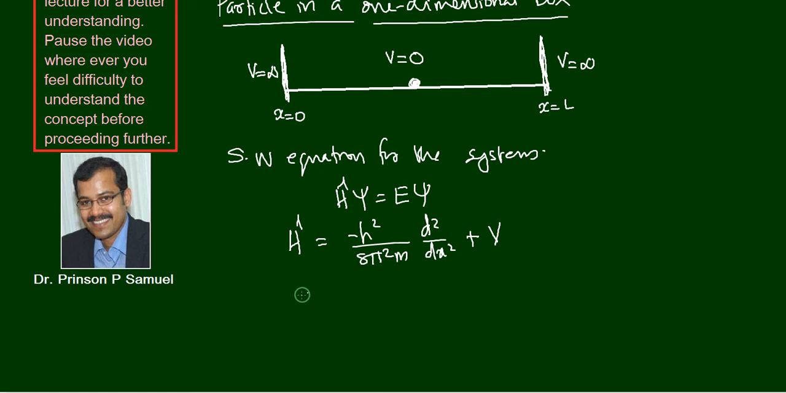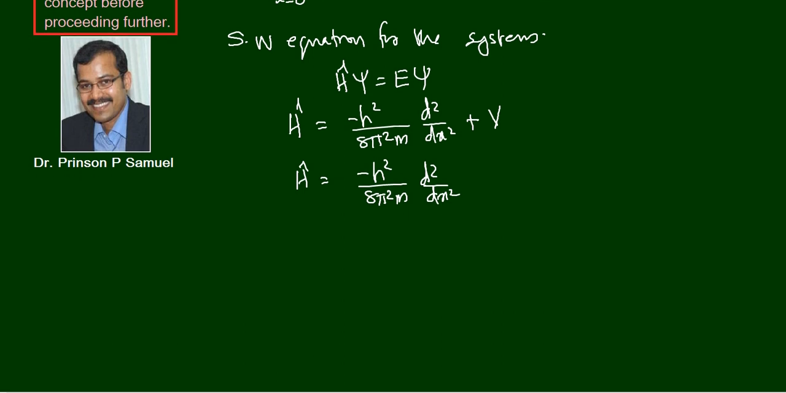So again we can write the Hamiltonian, H cap, in this case as equal to minus h square divided by 8 pi square m, d square by dx square, plus 0. Okay, so this is a Hamiltonian. Now with this Hamiltonian we are going to construct the Schrodinger wave equation for the system.